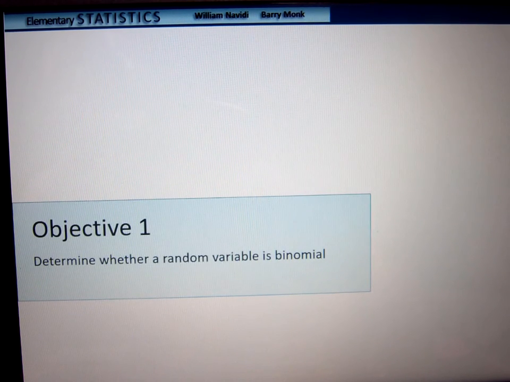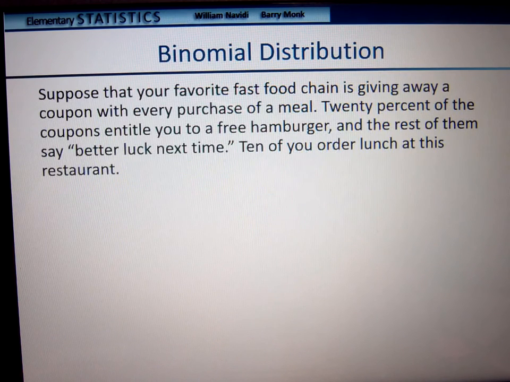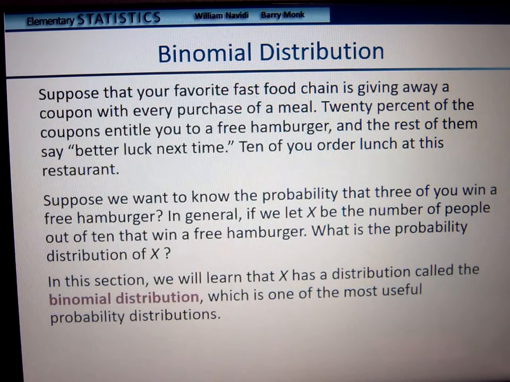First, let's determine whether a random variable is a binomial. Let's take a look at your favorite fast food chain giving away a coupon with every meal. 20% of the coupons entitle you to a free hamburger, and the rest say, better luck next time. 10 of you ordered lunch at this restaurant. Suppose we want to know the probability that 3 of you would win a hamburger. In general, we let uppercase X be the number of people out of 10 that will win a free hamburger. What's the probability distribution of X?